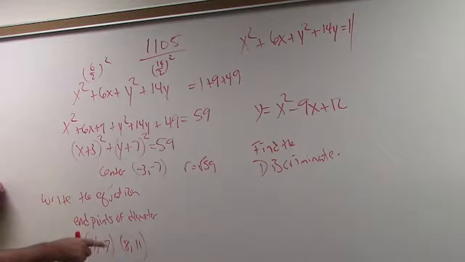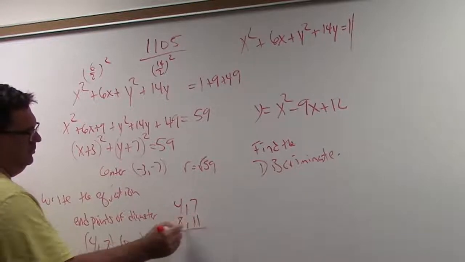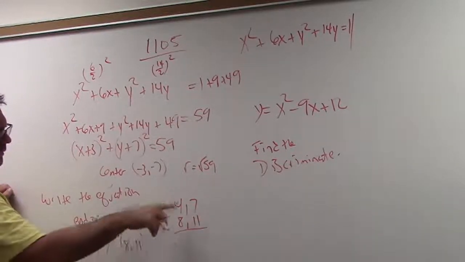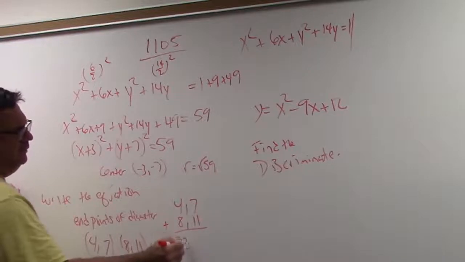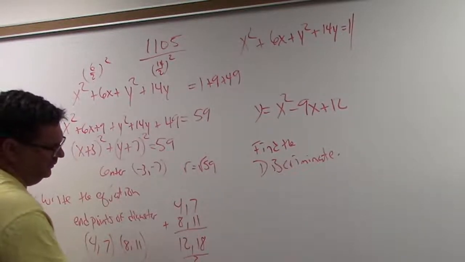So here, how do you find the center? If this is the diameter and these are the endpoints, the center occurs at the midpoint of this, yes? So should we graph it first to look at it? No, just find the midpoint. Add them together, divide by 2. 12, 18 divided by 2. The midpoint is (6, 9), yes?